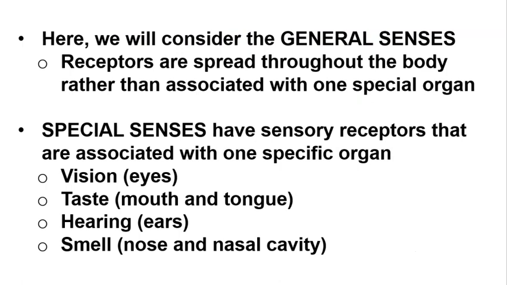Here we will consider some of the general senses, whose receptors are spread throughout the body rather than being associated with one specific structure or organ. The special senses, on the other hand, have receptors that are associated with one organ, and they detect very specific stimuli, such as vision, taste, hearing, and smell.